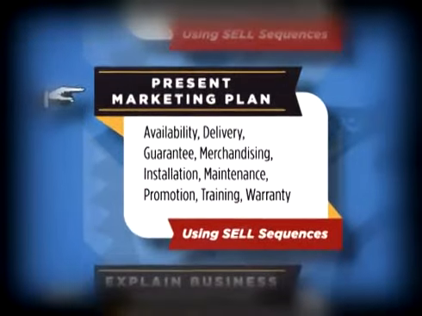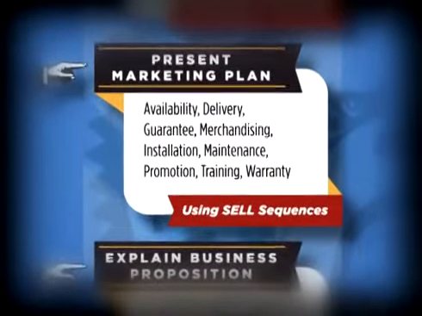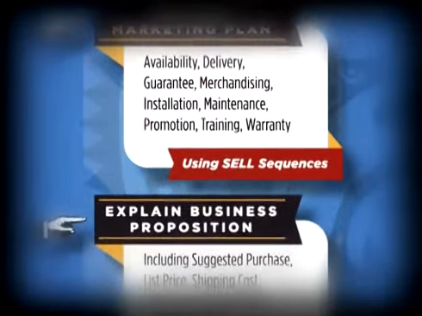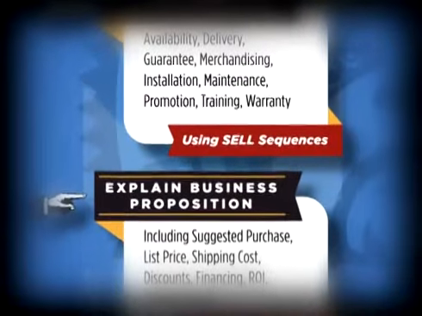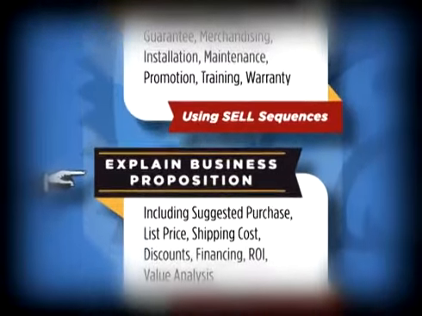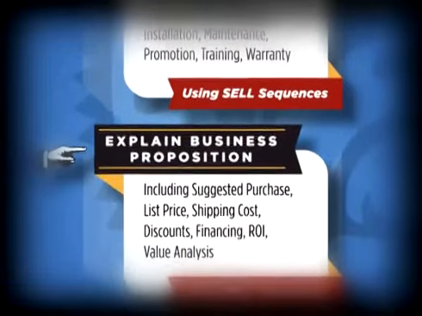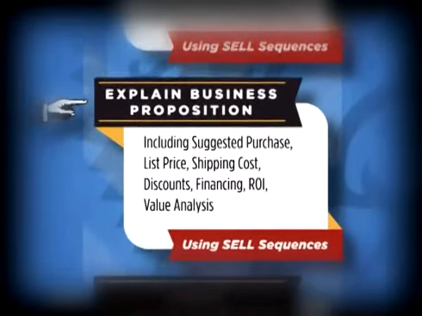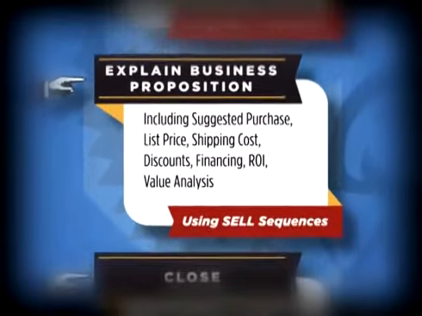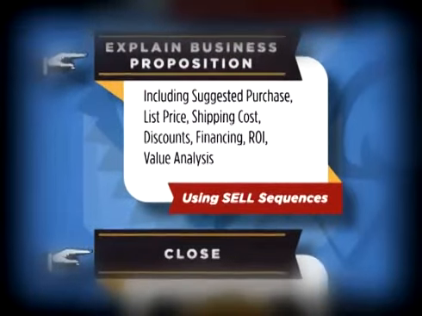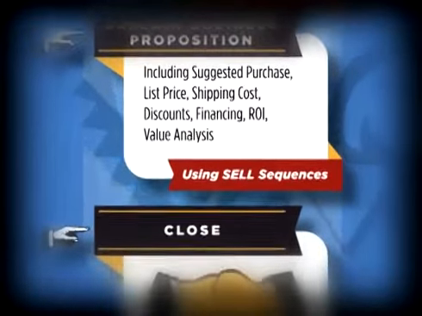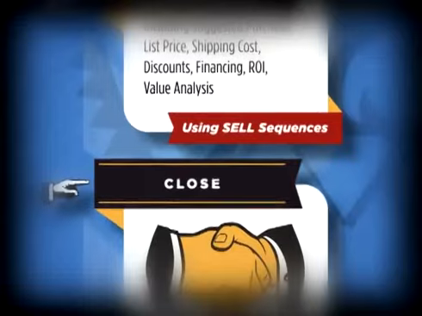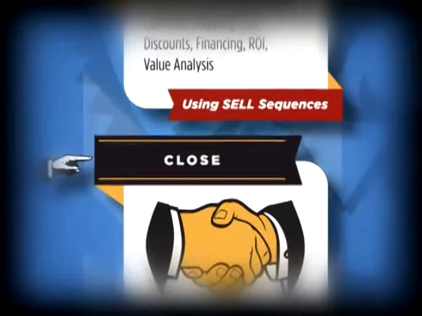The marketing plan is next in your presentation. There are 2 types of marketing plans. For the reseller, discuss your plan for helping the buyer resell to his customers. For the end user, explain how the product will fit into their present operation. Again, use sell sequences. Now discuss your business proposition incorporating the sell sequences. Present what you suggest should be purchased by the customer or prospect, followed by 1 or more trial closes. Now, close, asking for the order using one of the closing techniques in your textbook.